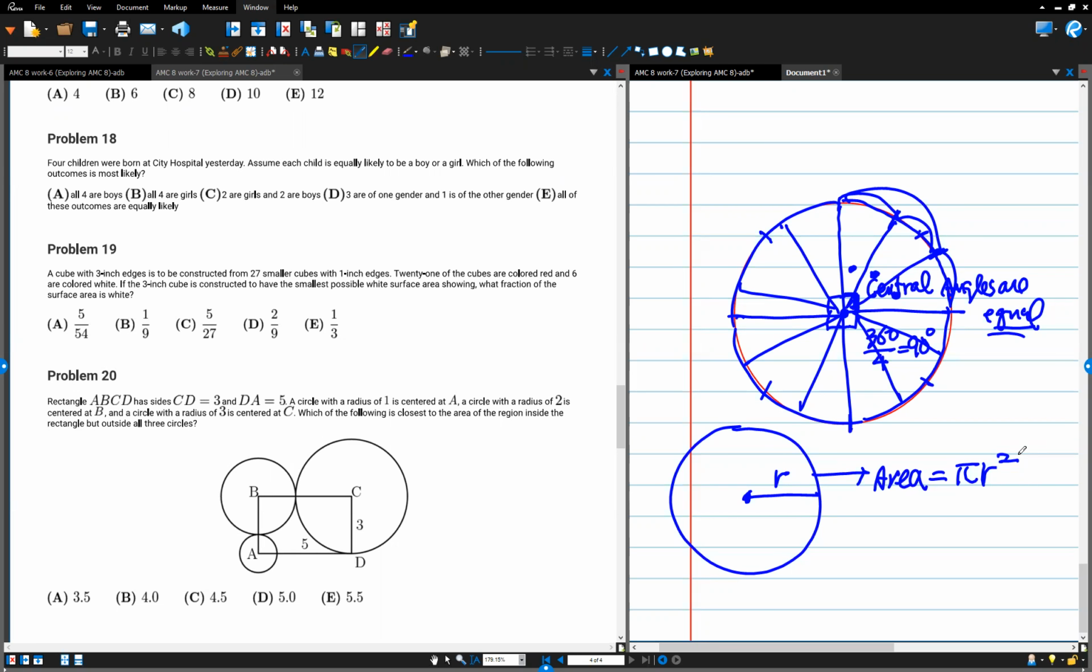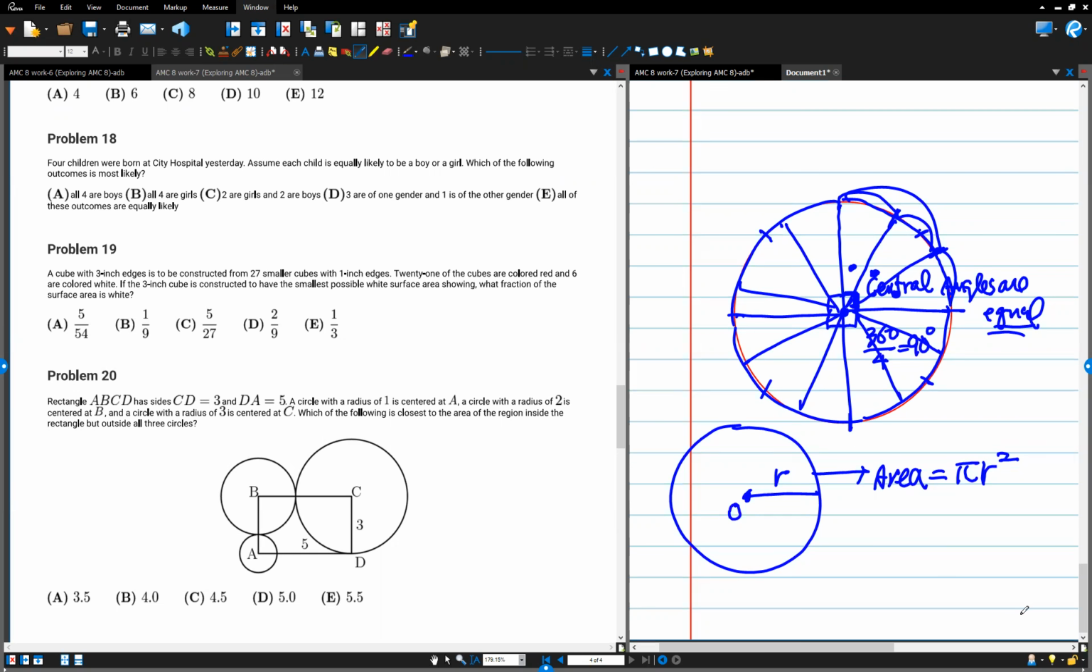Okay, better memorize this one, okay? When you have a circle, this is the center. The circle has a name, right? You can name this circle, circle O, using this center. If you want to, you can use some other letter. With this radius, the area of this circle is pi r squared, and the circumference of this circle is pi times diameter. Okay, memorize this one.